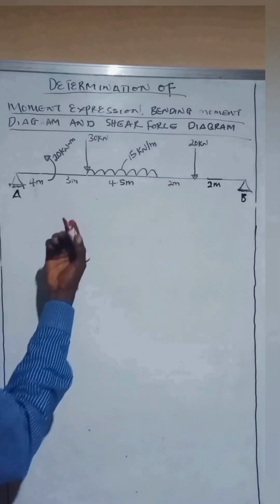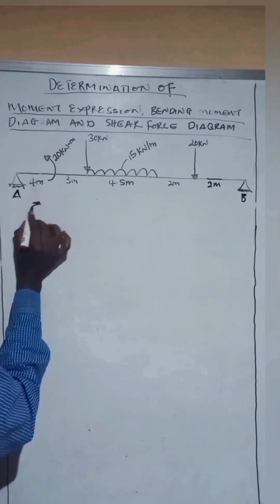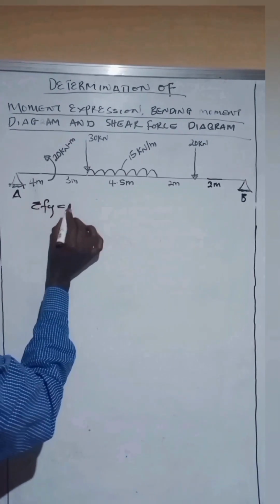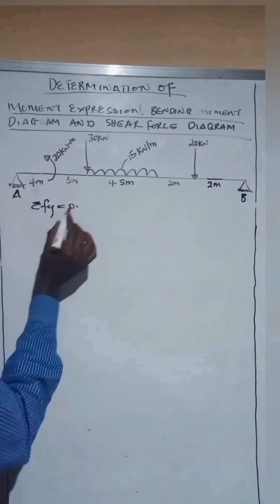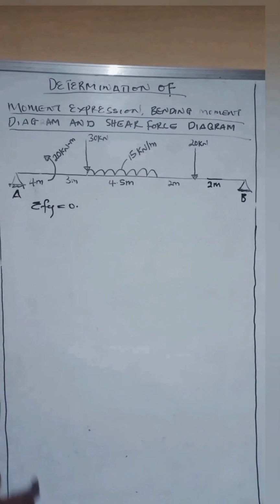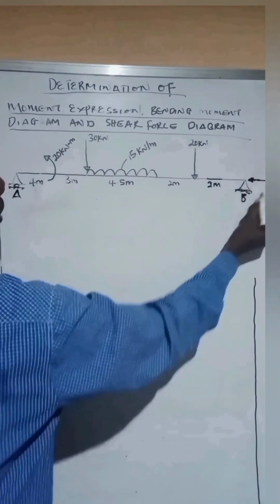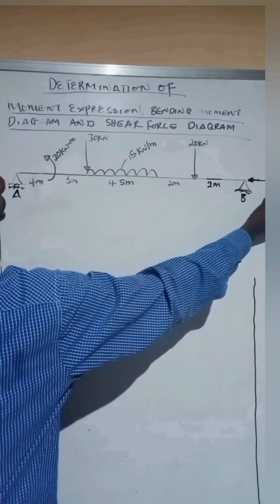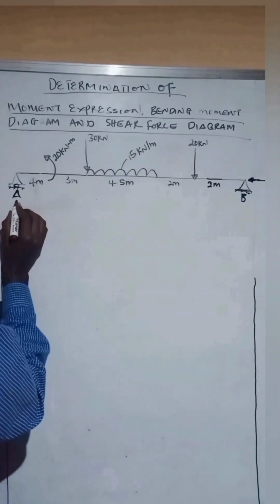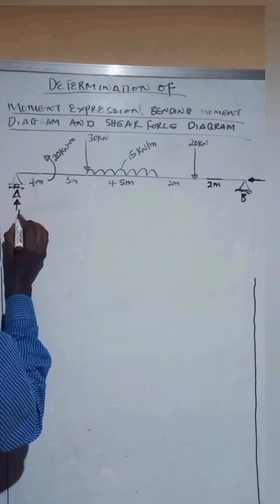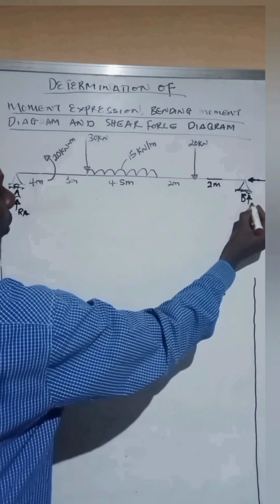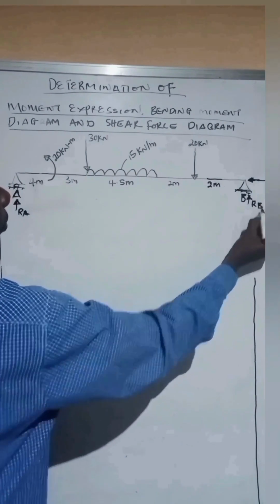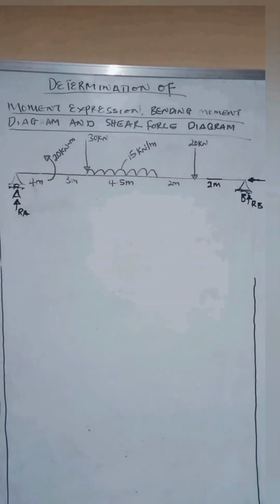So we'll say that sigma Fy is equal to 0. If sigma Fy is 0, when we draw the free body diagram, we have a horizontal force at this point, let's call it HB. So we have a reaction at this point, we can call it RA. We have a reaction at this point, we can call it RB. Okay? So these are the forces at the support of this beam.